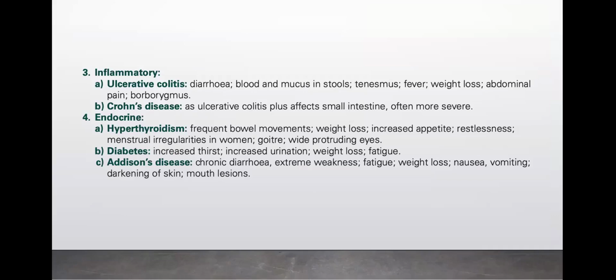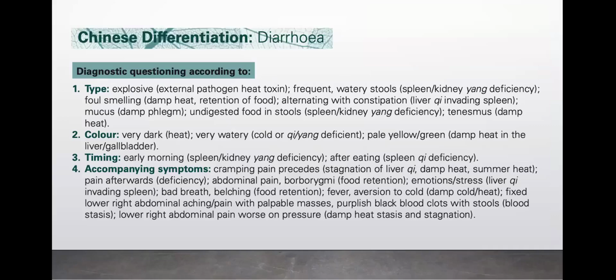If it is Addison's disease, they will have chronic diarrhea, extreme weakness, fatigue, weight loss, nausea, vomiting, darkening of skin, and mouth lesions. Now let's go to the Chinese differentiation of diarrhea.